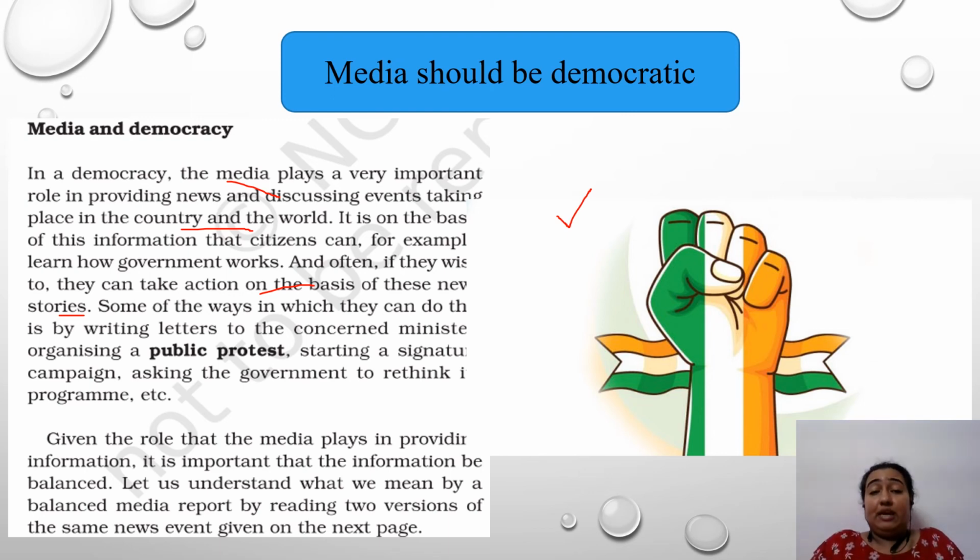So some of the ways media can be democratic and show the actual footage are by writing letters to concerned ministers, by organizing a public protest.